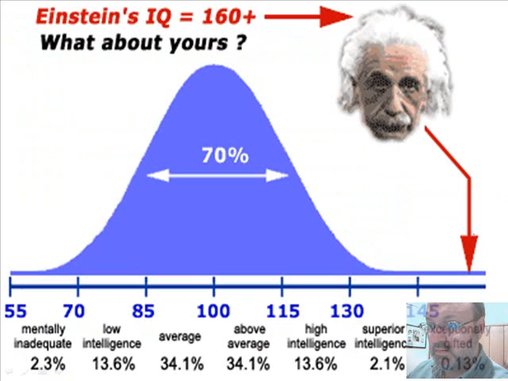You know, Einstein was very dysfunctional at 160. He socially couldn't function, but was a genius.